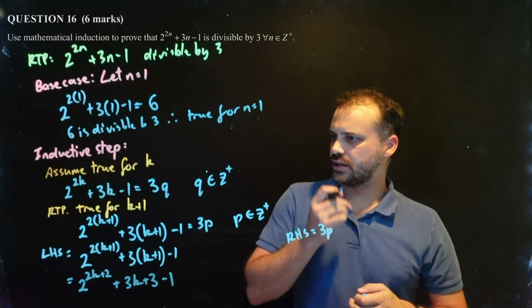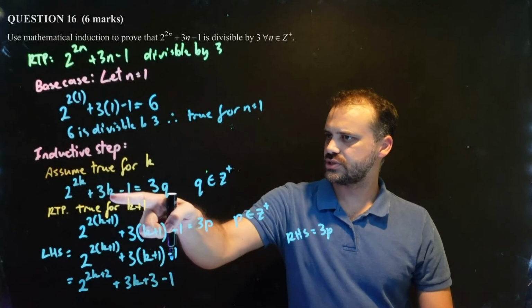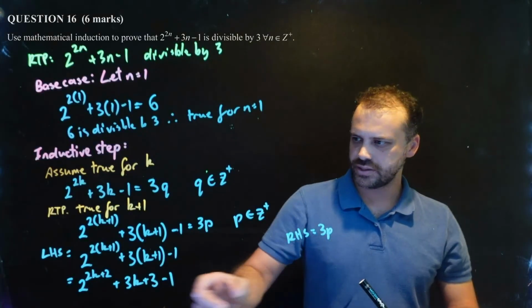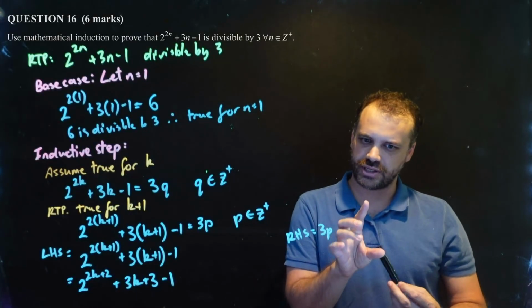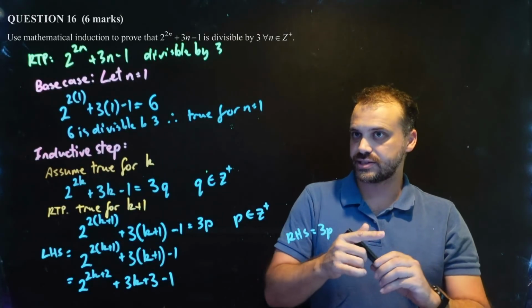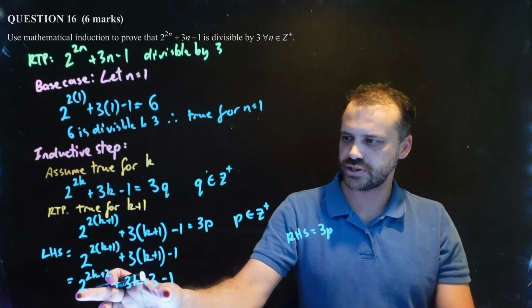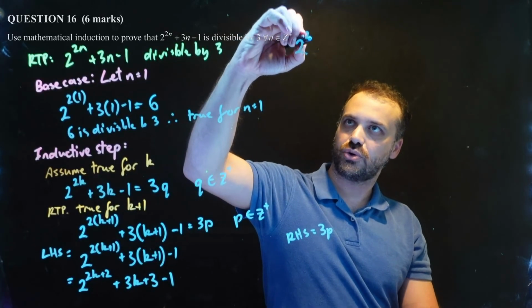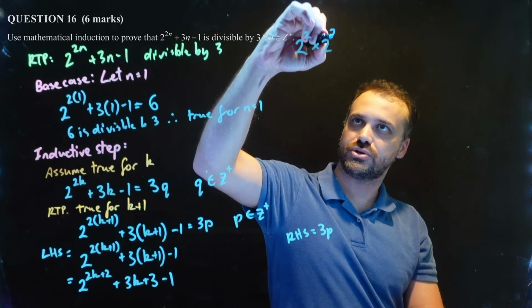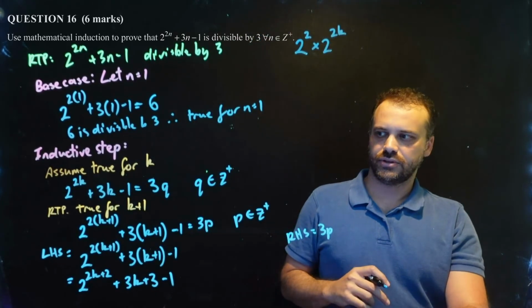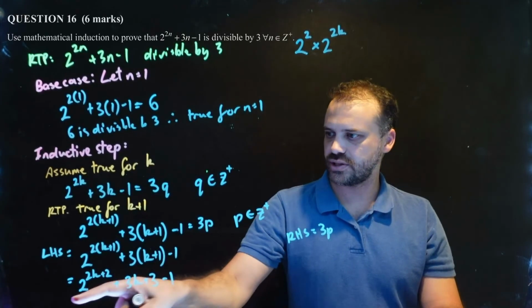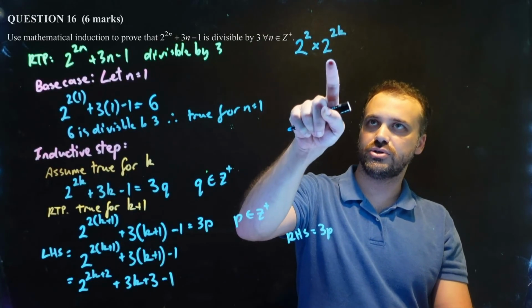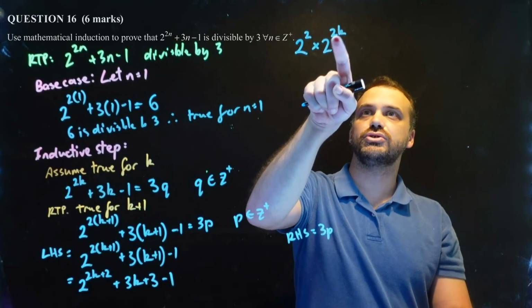Okay, I'm seeing something interesting. It's this 2 to the 2k plus 2 that interests me, because that is the same as, and this is not always immediately obvious, so let's move this up to here so we can see what's going on, 2 squared times 2 to the 2k. That is equivalent to that, right, because of your index laws. So 2 to the 2 times 2 to the 2k is equal to 2 to the 2k plus 2.